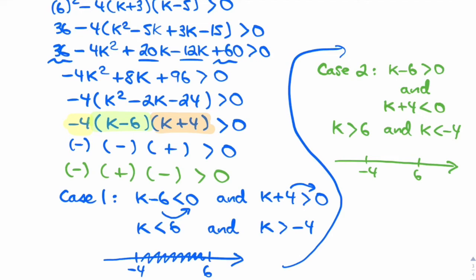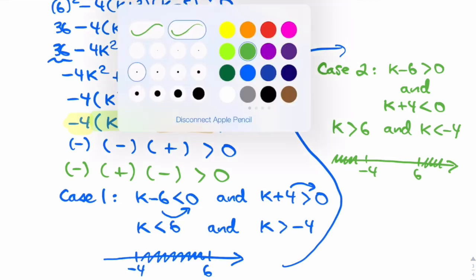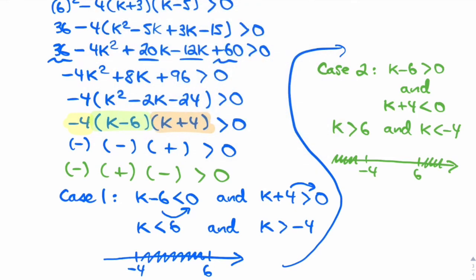So all numbers that are greater than 6 are somewhere to the right here. All numbers that are less than negative 4 are somewhere to the left here. Notice that it's not possible to be both greater than 6 and less than negative 4. So we actually get no possible solutions for case 2. Therefore, the only case that led to solutions was case 1, and we can summarize that in a therefore statement.